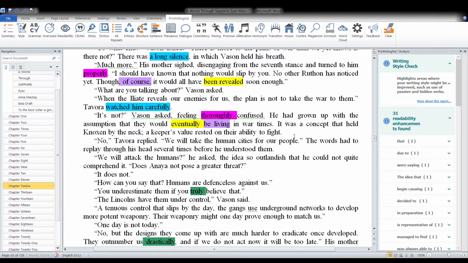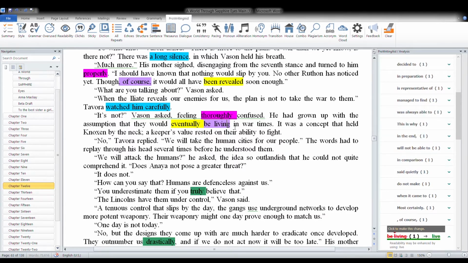He had grown up with the assumption that they would eventually be living in war times. Now, a bit passive. You see this? It's saying it's passive. The purple, passive. Okay. He had grown up with the assumption that they would eventually be living in war times. They would one day live. So be living in is a bit passive. They would one day live.